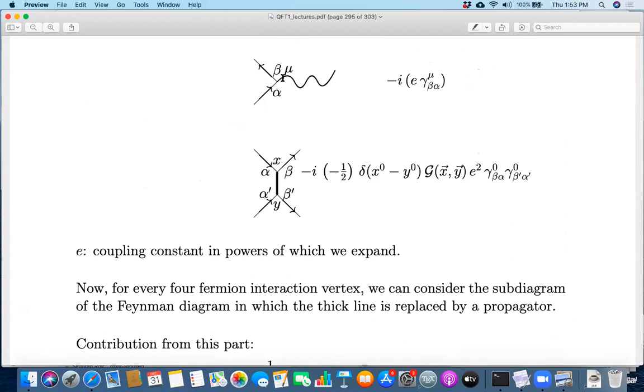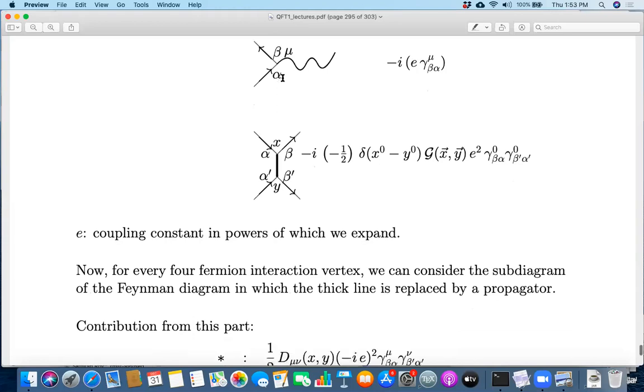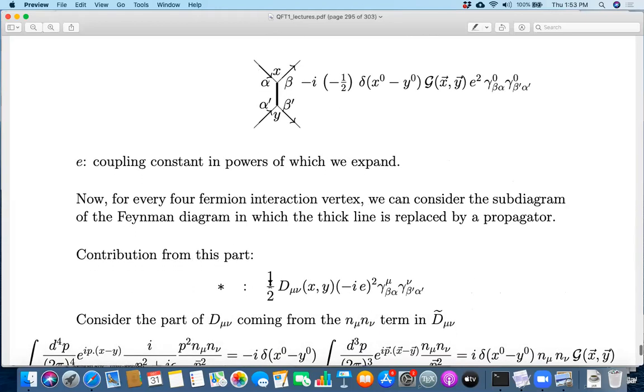And as you know, when you expand H interaction, you always get 1 over n factorial if you use n parts of H interaction. So if you use the same vertex n times, you get 1 over n factorial. So this 2 is coming from there, assuming that there's nothing else in the Feynman diagram, that this is all that is there in the Feynman diagram.